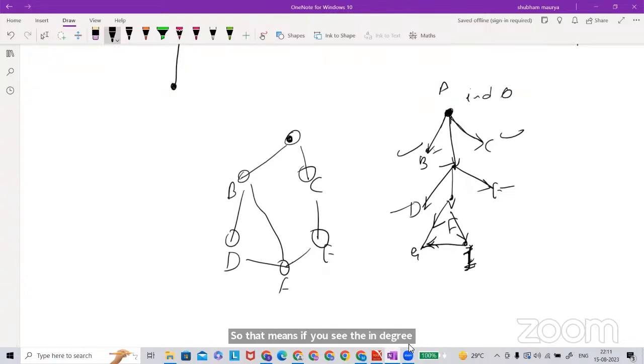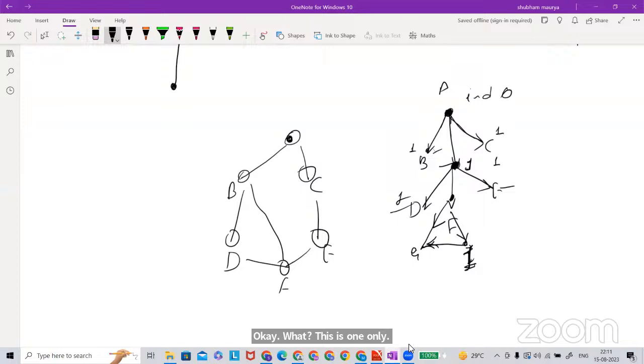In degree of B is what? 1. In degree of C is 1. I didn't label the rest here, so let's say this is I, J, K. This is the vertex J. So the in degree of J is what? This is 1 only. Okay, this is 1 only again.